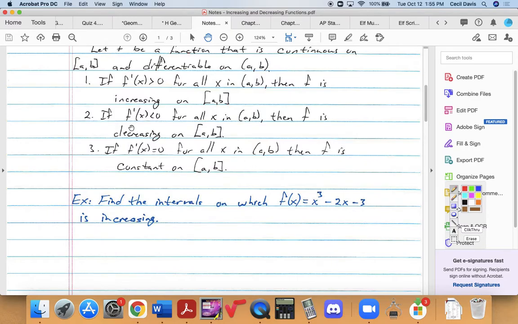So if f prime of x is less than 0 for all x in the open interval from a to b, then f is decreasing on the closed interval from a to b. And the trichotomy principle, so f prime greater than 0, f prime less than 0, f prime equal to 0, although this just about never happens. If it's equal to 0 for all x in the open interval from a to b, then f is constant on the closed interval from a to b. Really? Yeah. Huh. The derivative is 0 all the time.